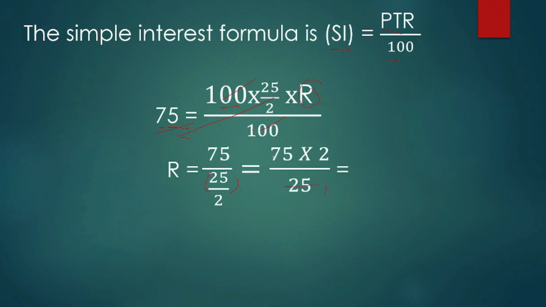25 ones are 25, so 75 becomes 3. 2 into 3 is 6. So 6%. Or otherwise you can do it in a simple manner by dividing by 5, and you get the same answer. So the rate of interest here is 6%, that is your answer.